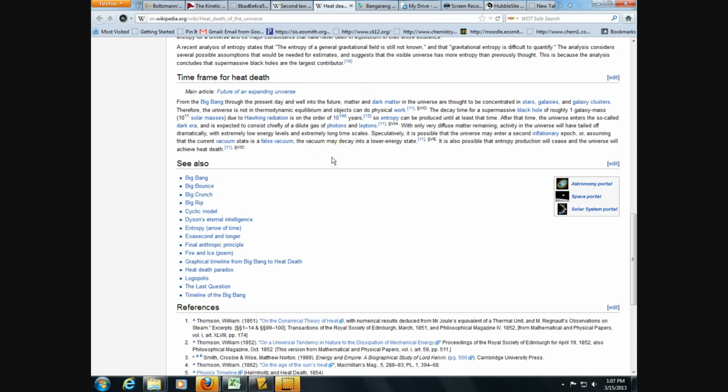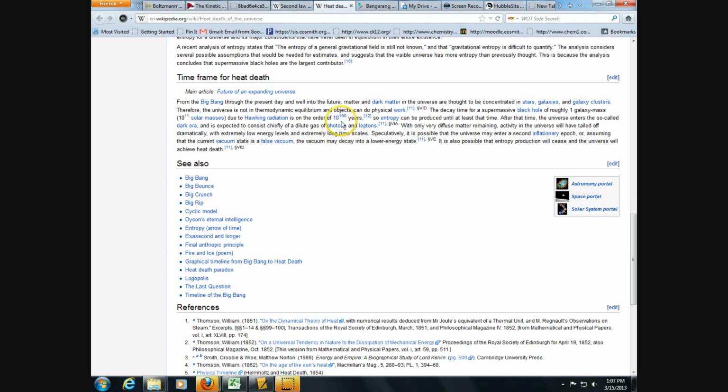In terms of the heat death of the universe, here is the Wikipedia article. Basically, you've got about 10 to the 100th years to reach that stage. It says that after that time the universe enters the so-called dark era and is expected to consist chiefly of a dilute gas of photons and leptons. And basically you're going to have very little happening after that.